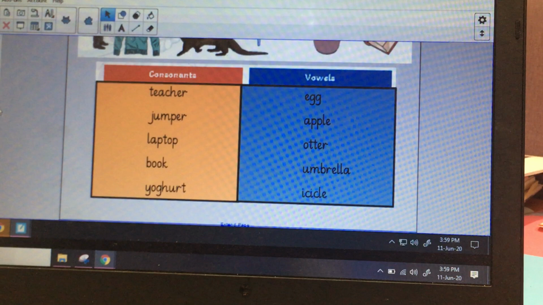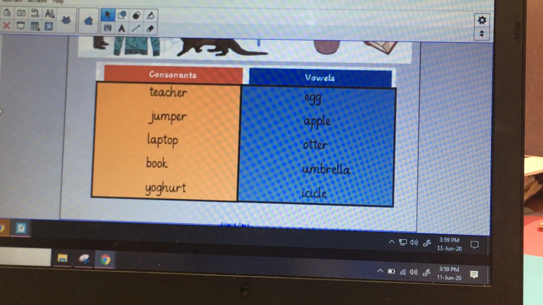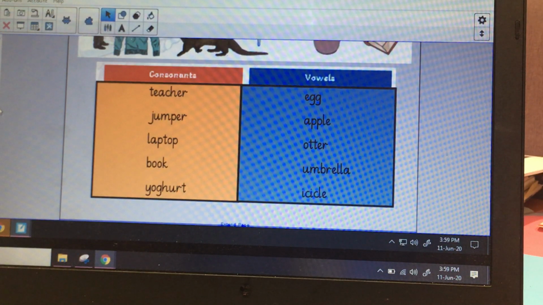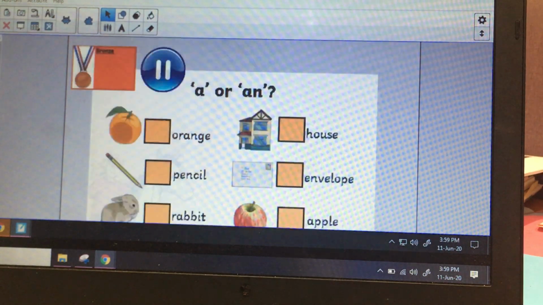Okay, hopefully you came up with the same answers as me. So for consonants, we had teacher, jumper, laptop, book, and yogurt. Vowels, we had egg, apple, otter, umbrella, and icicle. How did you get on with those ones?